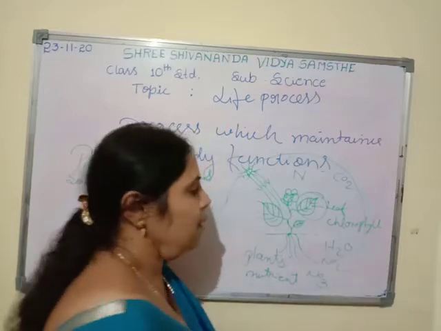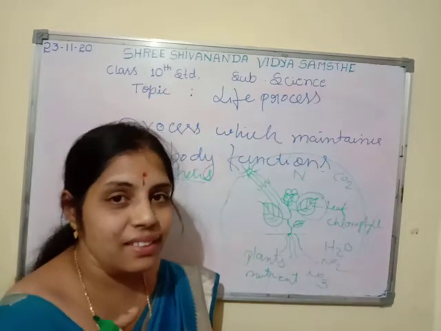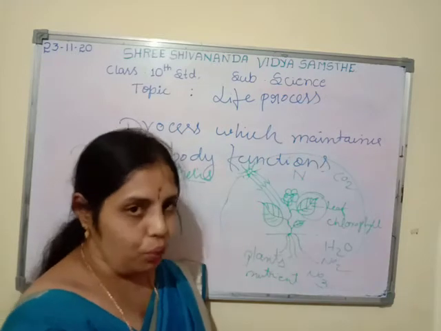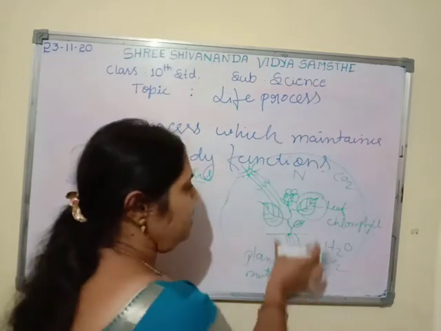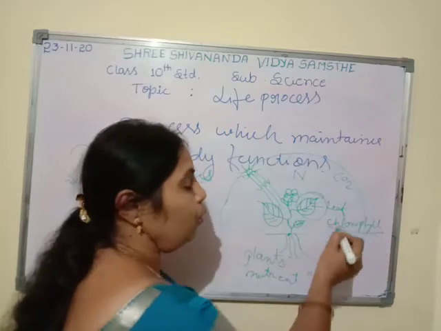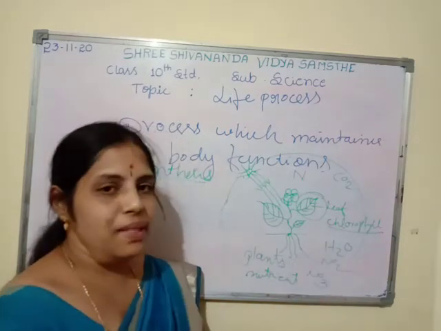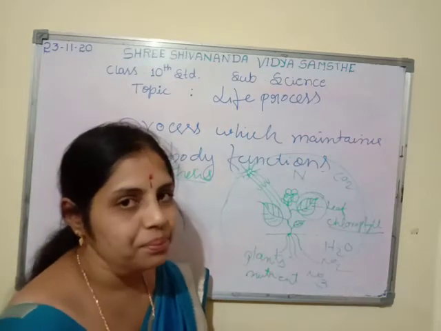Okay, only green plants prepare their own food. Why are green plants green in color? Because of chlorophyll, which you already know about. Chlorophyll helps in food production.